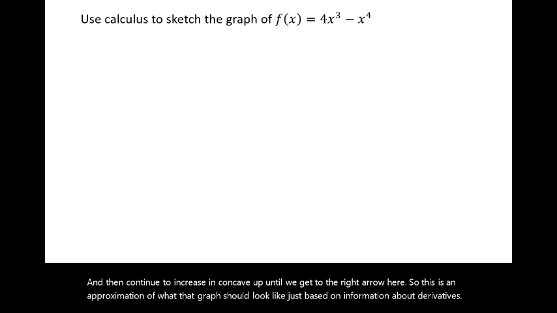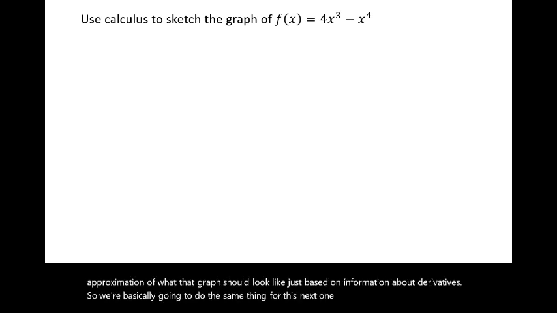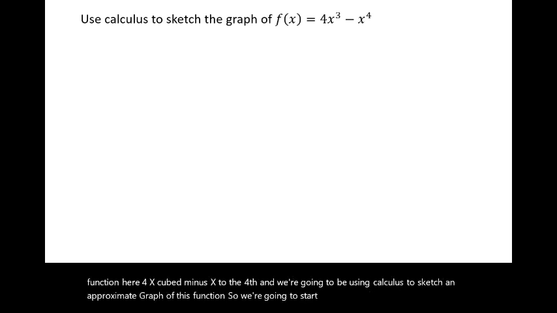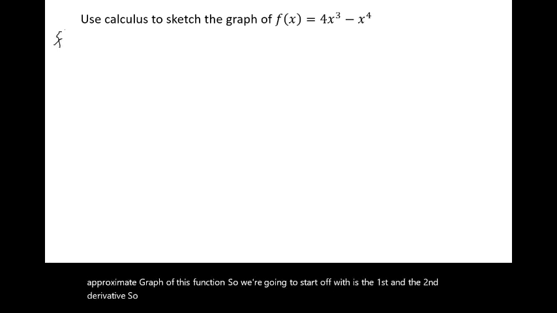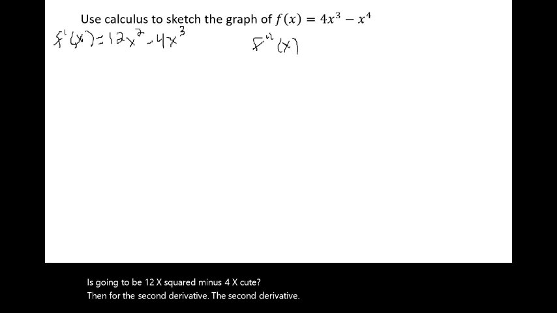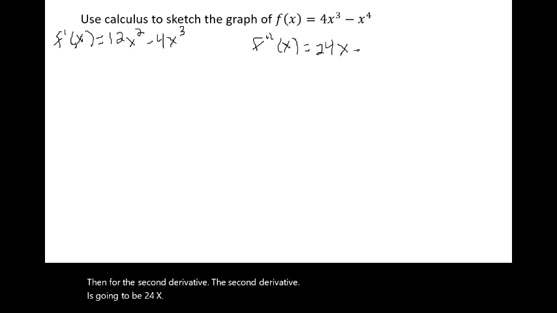So we're basically going to do the same thing for this next one. We're going to be taking this function here, 4x cubed minus x to the fourth, and we are going to be using calculus to sketch an approximate graph of this function. So what we're going to start off with is the first and the second derivative. So the first derivative, f prime of x, is going to be 12x squared minus 4x cubed. Then for the second derivative is going to be 24x and then minus 12x squared.